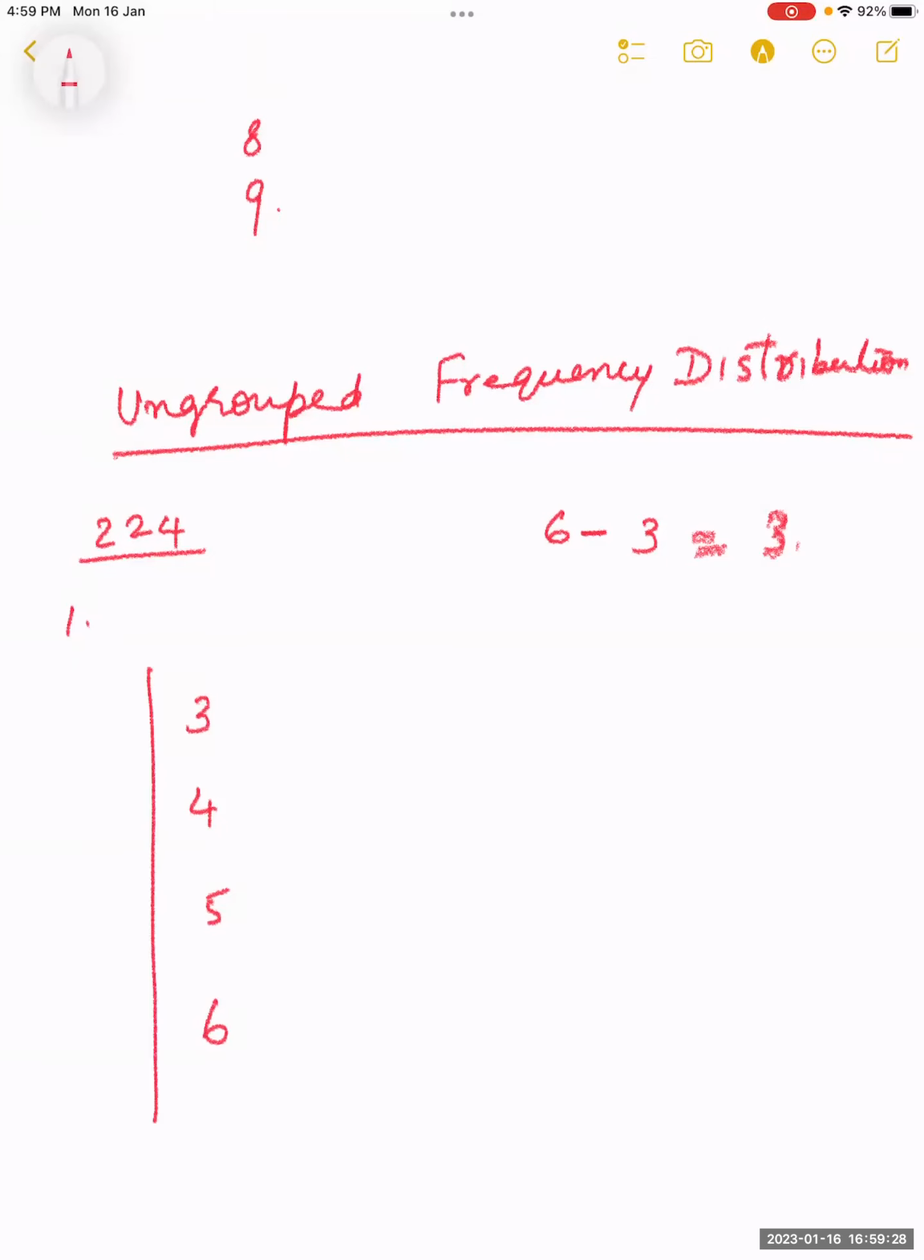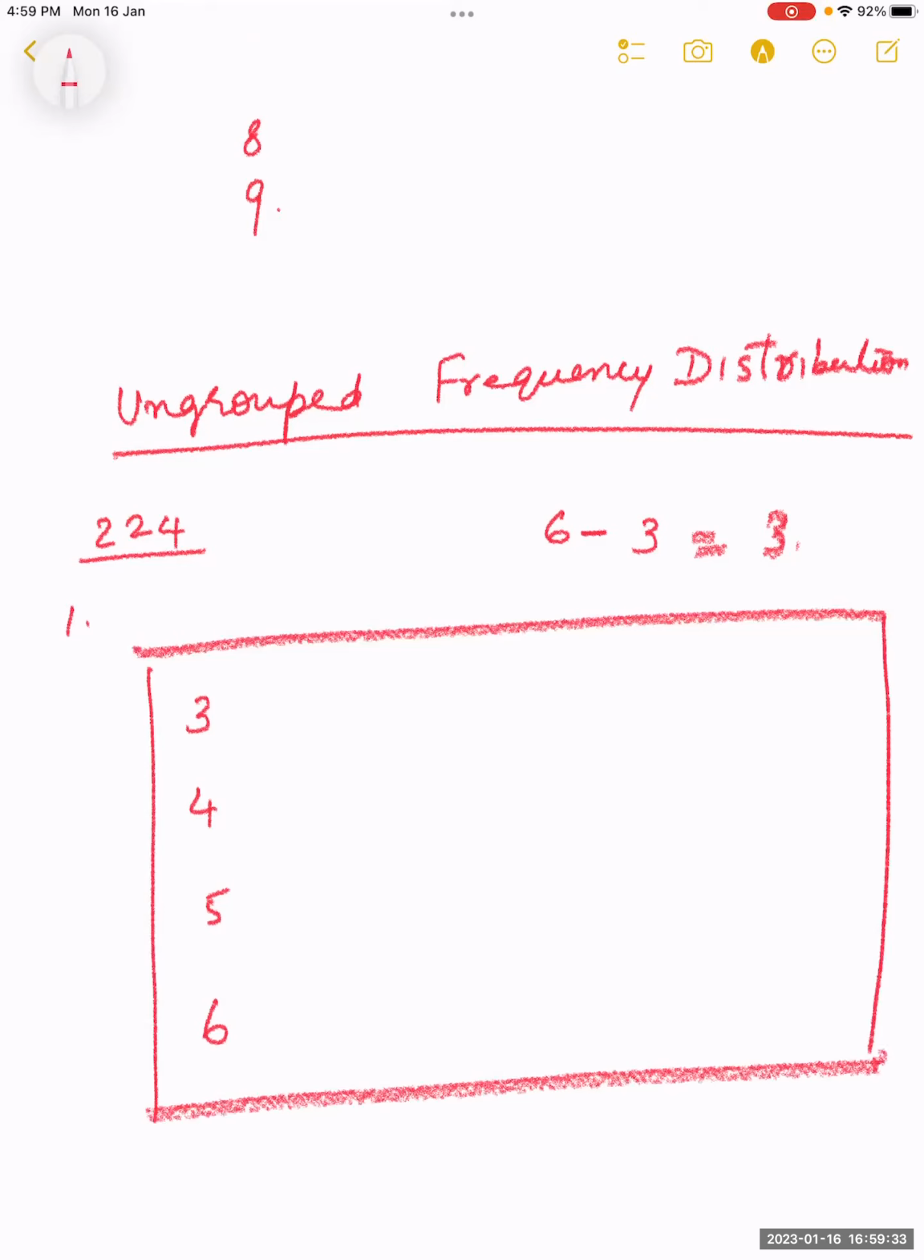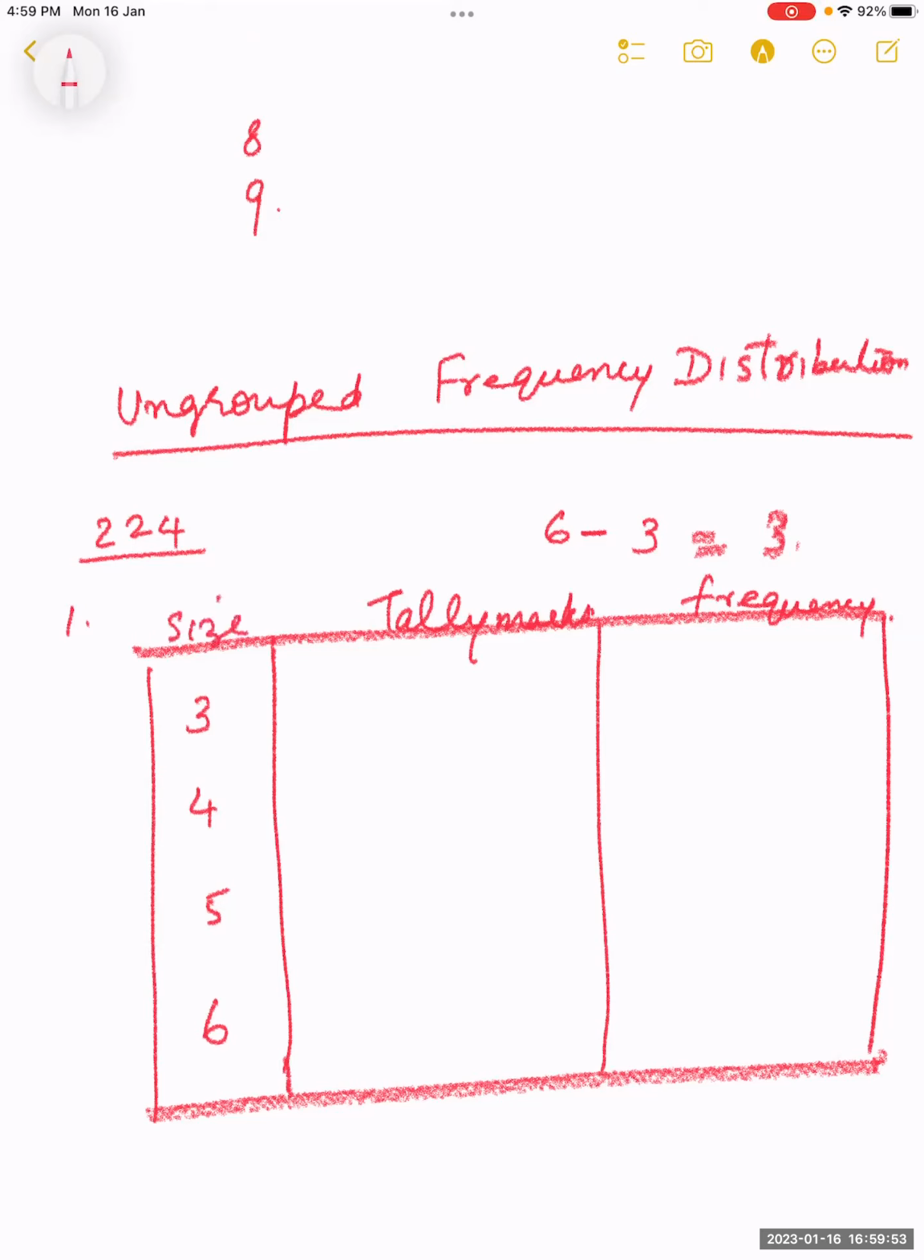Now you see here, there are only 4 observations. Now you just do the tally mark here, how many times each of the observations has come up, and then write the frequency. Understood? Here you write the frequency, here you write the tally mark. Can you quickly do this? This is the shoe size of many kids. So write size here, tally mark here.